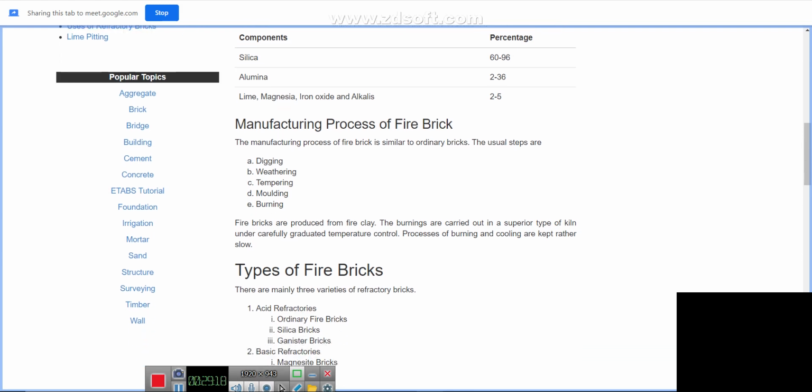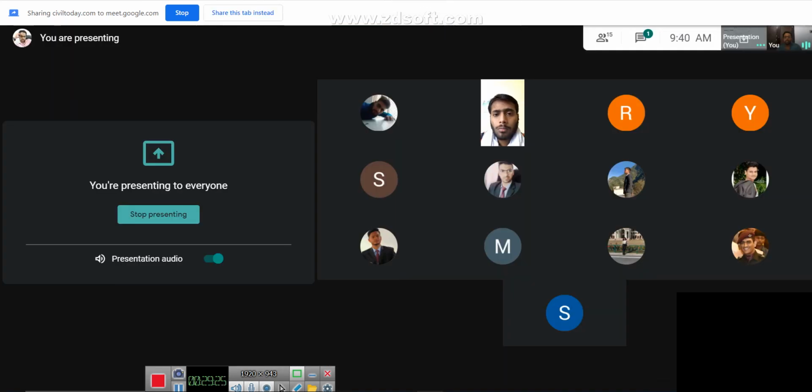Manufacturing process of fire brick, it is similar to ordinary brick. What were the different steps in the manufacturing of ordinary brick?